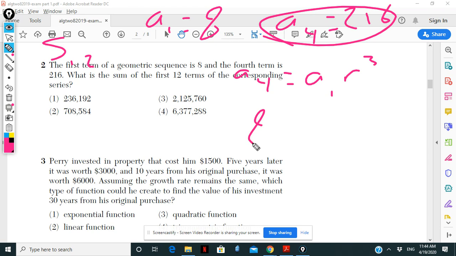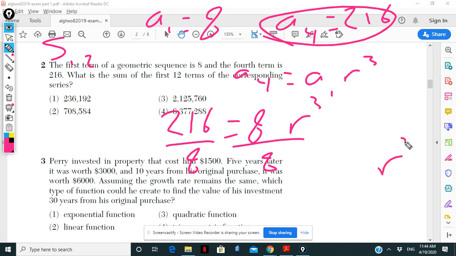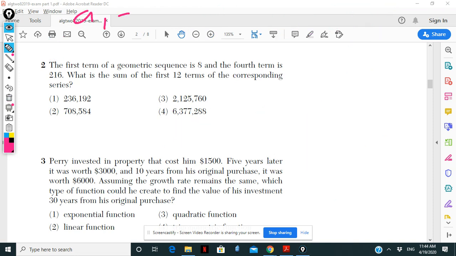Now this is 216 equal to 8 R cubed. I divide both sides by 8, so R cubed equals 27. Taking the cube root, R equals 3. Now the information changed. I have A1 equal to 8, R equal to 3, and we want S12.